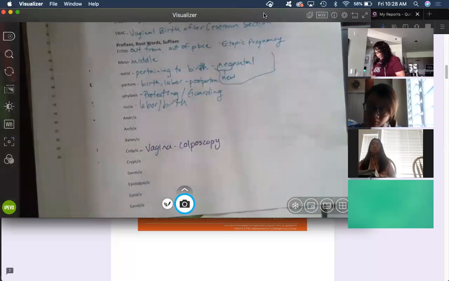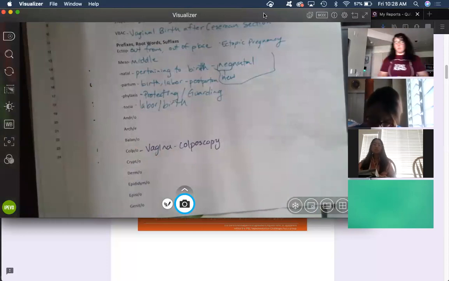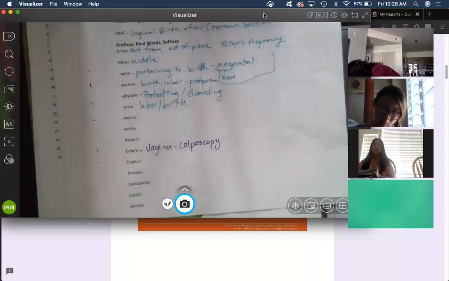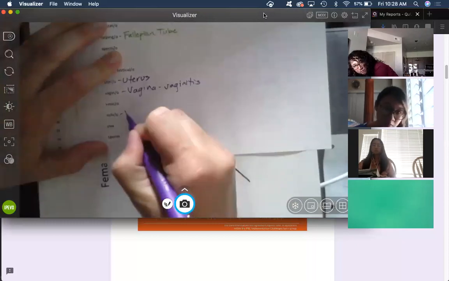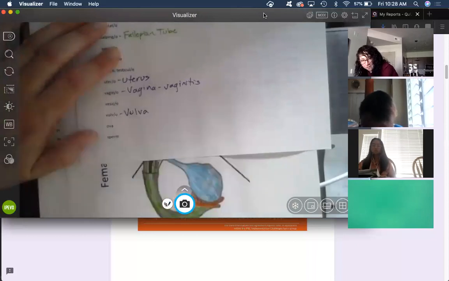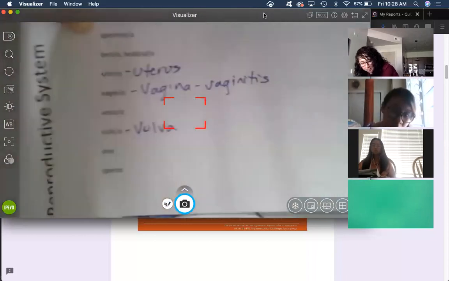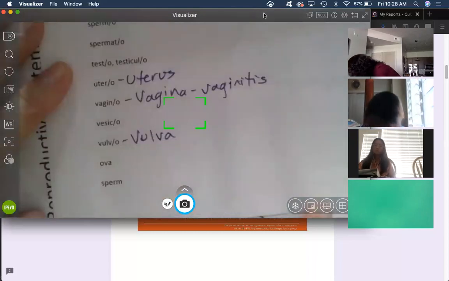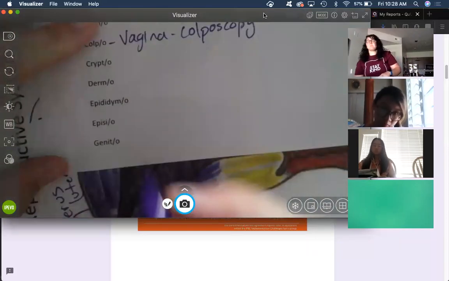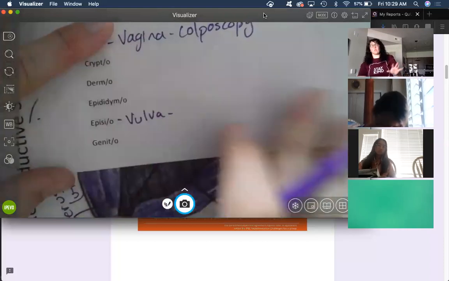A few portions with the external anatomy. The vulva is the opening from the vagina out, and there's two root words for that. Either vulvo, which is nice and easy. Vulva, that's the opening from the vagina to the outside of the body. And then also episio is also vulva. The baby is going to pass through to the world through the vulva.